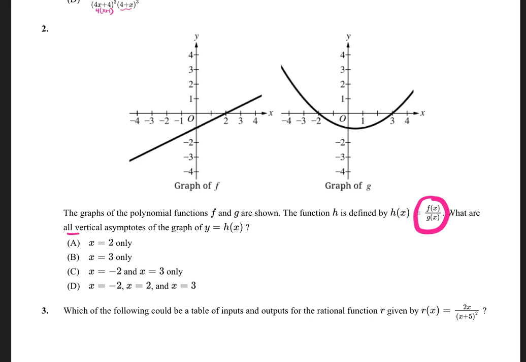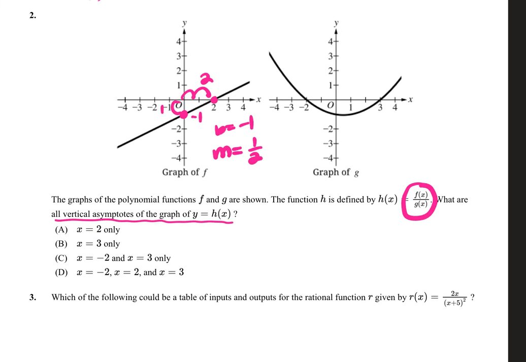Because it wants the vertical asymptotes of the graph, I'm simply looking at my denominator, but I want to make sure it wouldn't reduce first. So the first thing I'm going to do is figure out what the equation of this line is. So this is my b, which is -2, and I can count my slope to here. That's a rise of 1 and a run of 2. So my b is -1, my slope is 1/2. So my numerator would be 1/2 x minus 1.